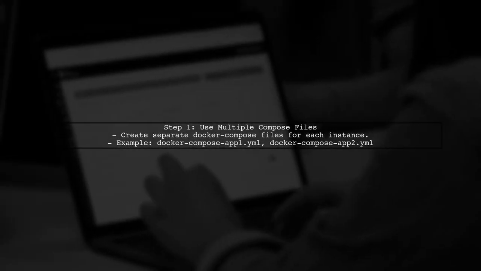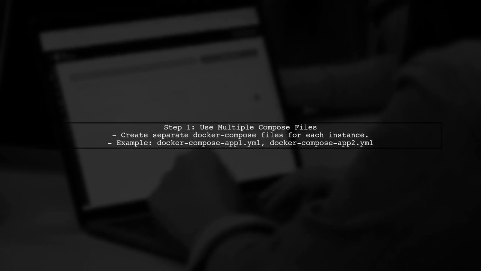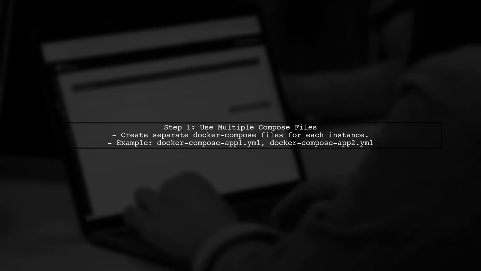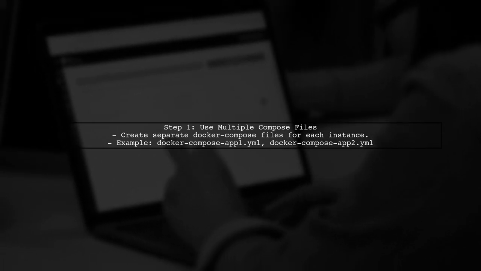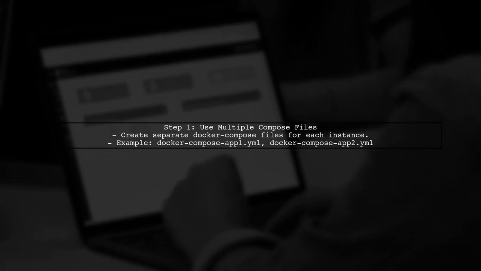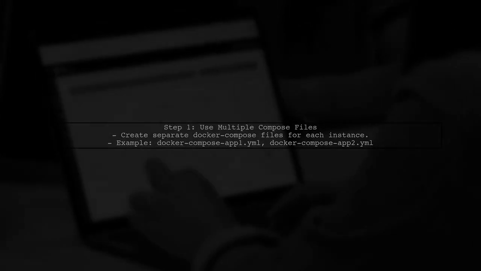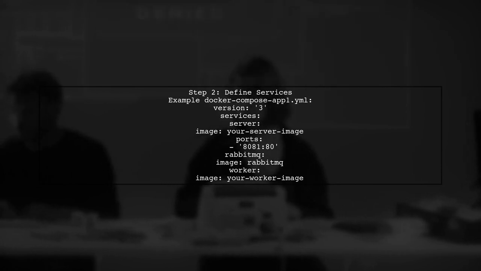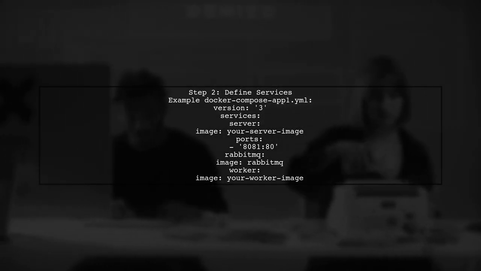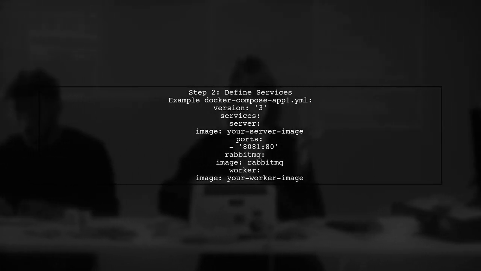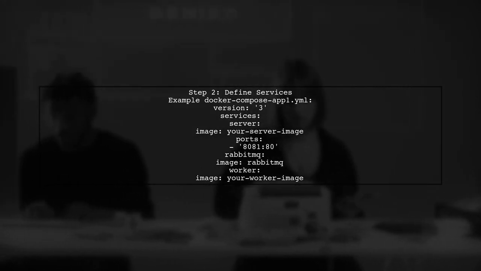Now, let's continue on. To run multiple instances of your application independently, we can use Docker Compose with multiple Compose files. This allows you to define separate services for each instance of your application. In each Compose file, define the services for your application. For instance, you can specify the server, RabbitMQ, and worker for each instance. Make sure to use different ports for each service to avoid conflicts.